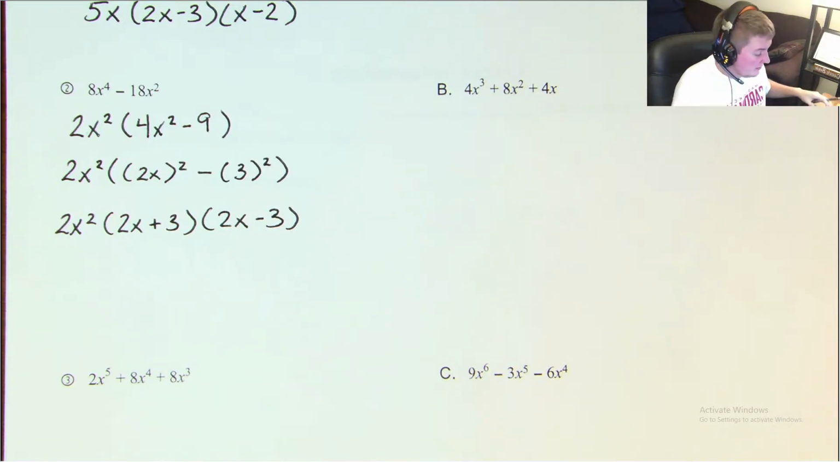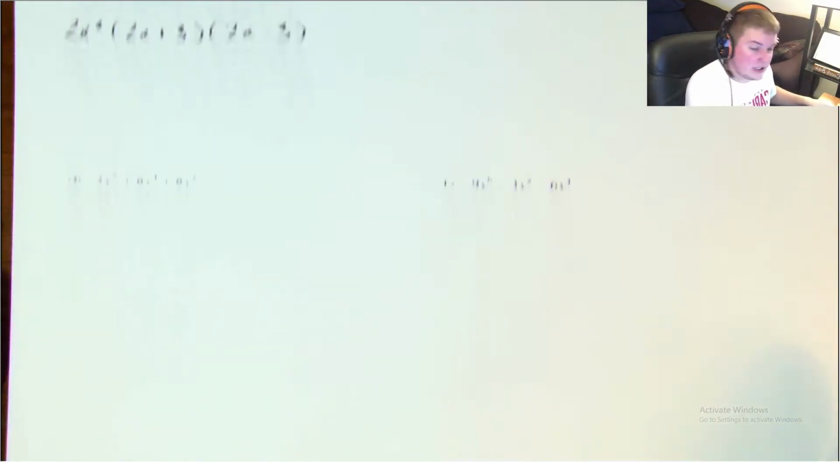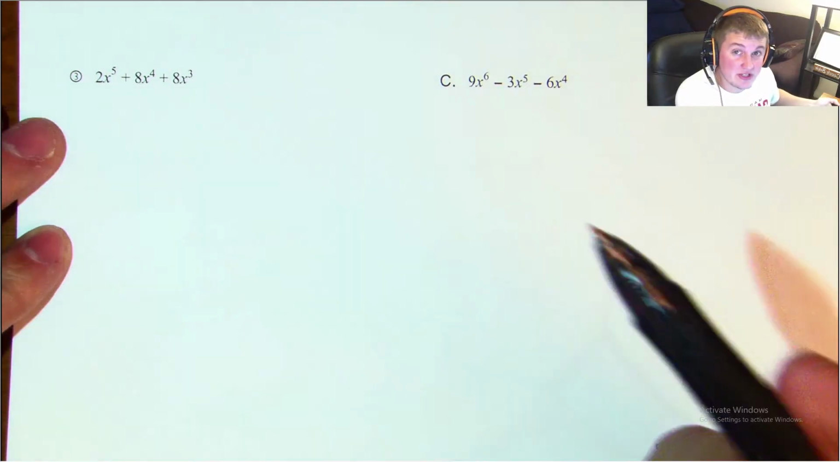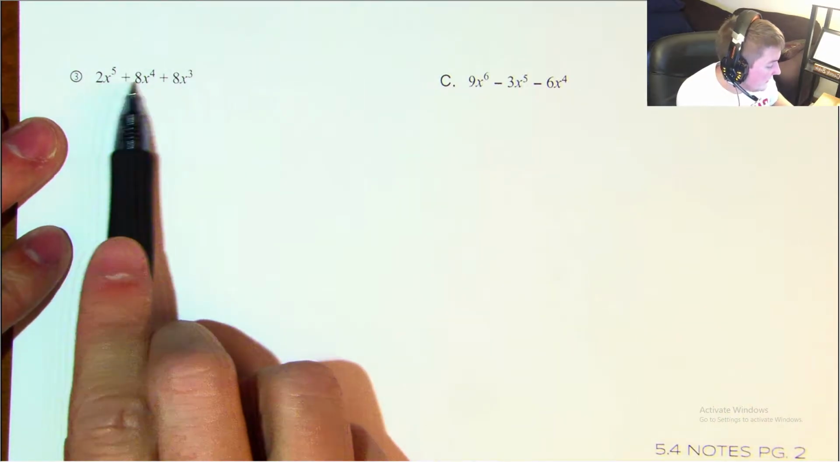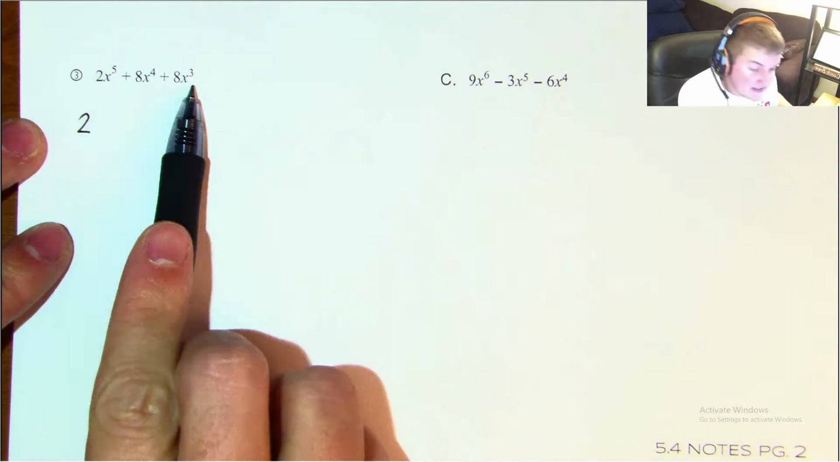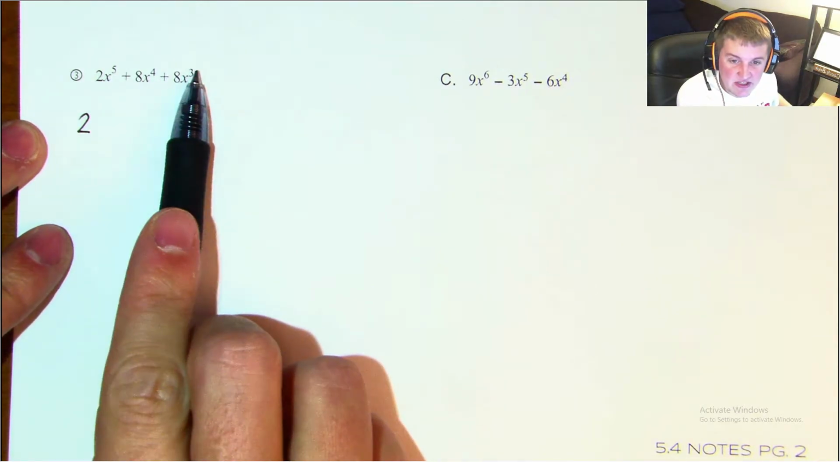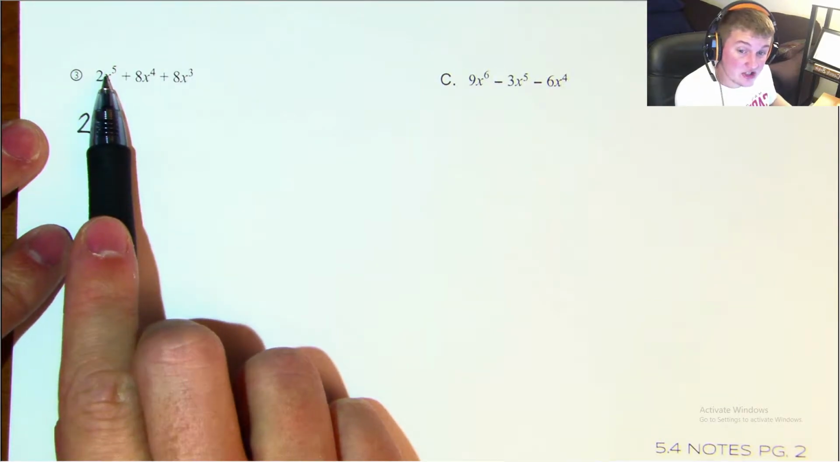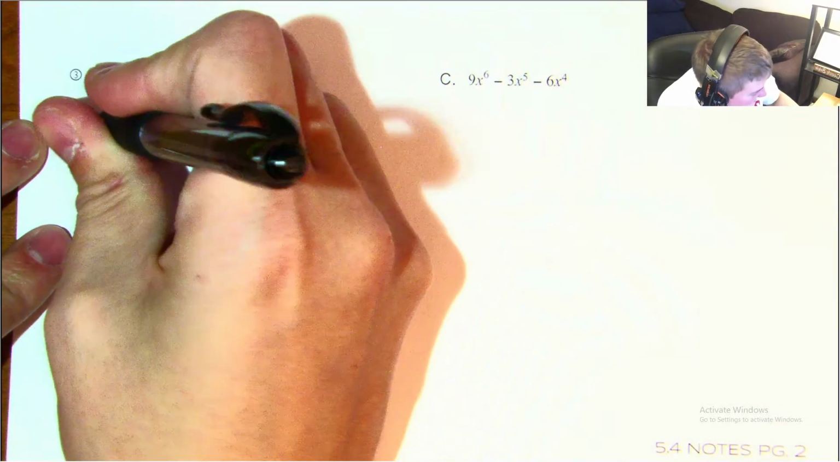Okay, let's look at number 3. Number 3, I have 3 terms, but I want to check for a greatest common factor. I'm identifying that a 2 divides out of each of these, and they all at least have an x cubed in them. This has an x cubed, this has an x cubed and an x, this has an x cubed and an x squared. So I can take an x cubed out.